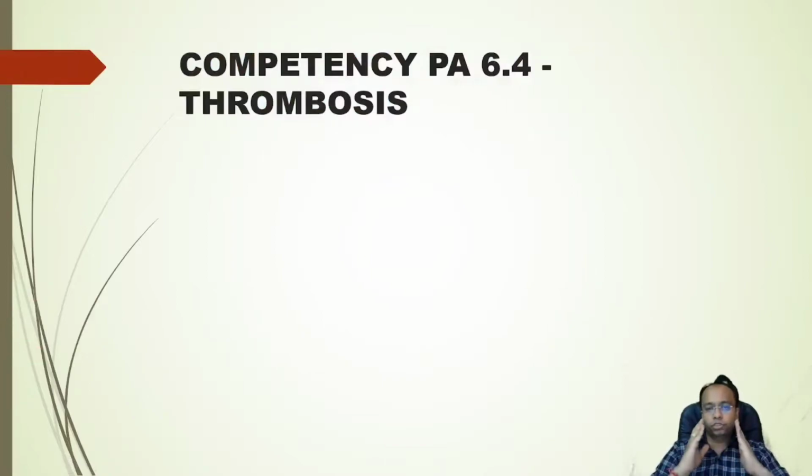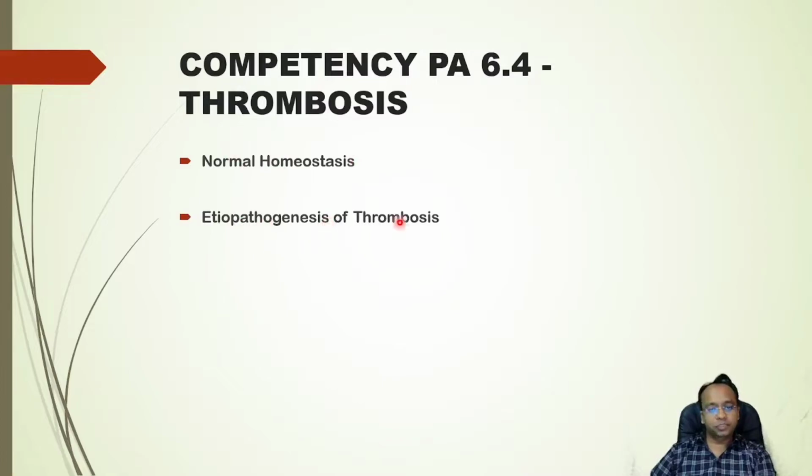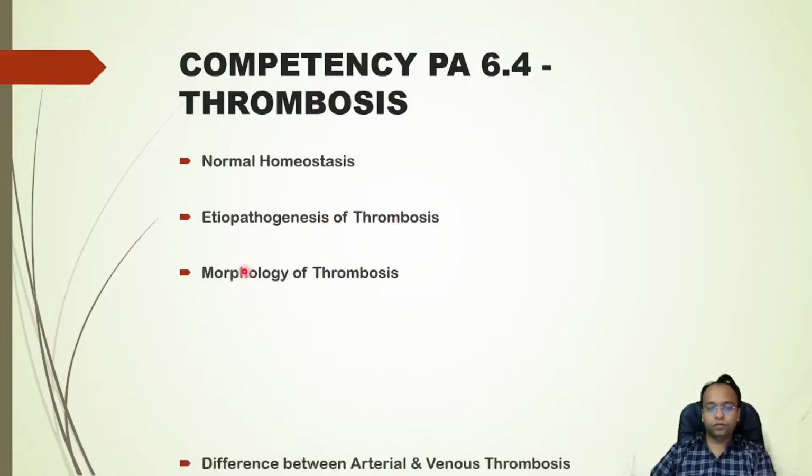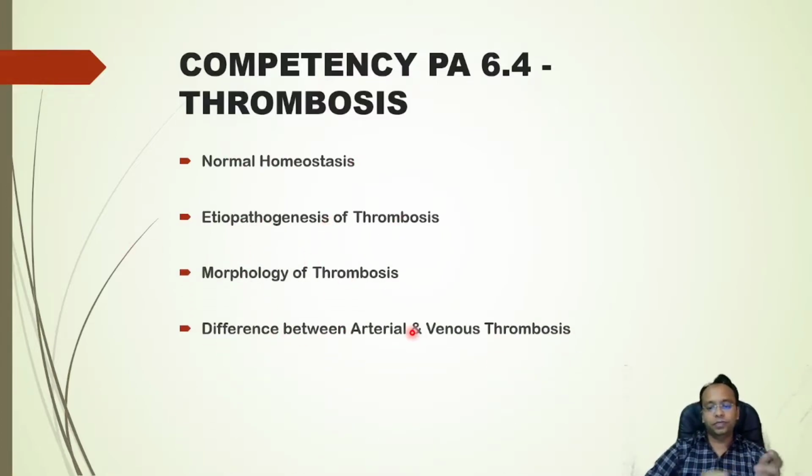It is one of the most important topics from general pathology, particularly from the hemodynamic system. It comes under competency number PA 6.4 that includes thrombosis, right? In which the student needs to understand normal hemostasis, etiopathogenesis of thrombosis, then morphology of thrombosis, difference between arterial and venous thrombus, and fate of thrombus, right? So we will cover each learning objective one by one, right?